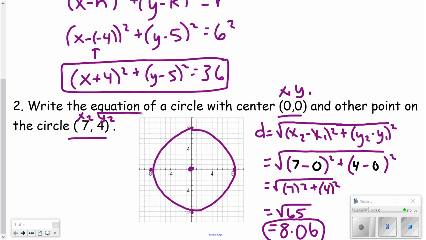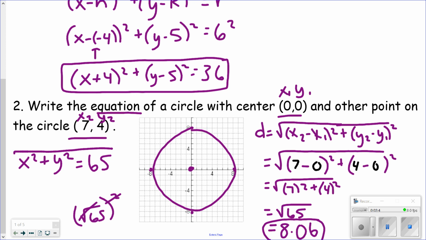And now we need to write our equation. So we know that the center was 0, 0, so that was our h and k. And remember, we don't need to write minus 0, so I'm just going to say x squared plus y squared is equal to, well, we know that r is the square root of 65. So if I plug in the calculator the square root of 65 and I square it, what ends up happening is that our square root and square cancel out and we're left with 65. So this is my equation of our circle.